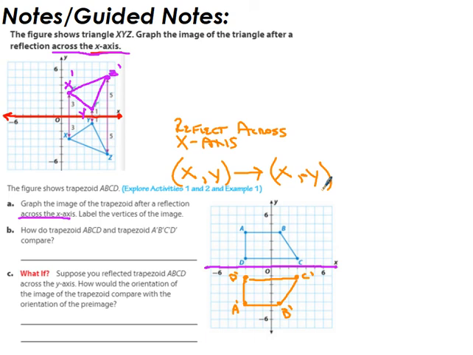So this is how we write that down algebraically. If I were to write down, say, hey, perform this transformation right here, you know that means, oh, cool, all I'm doing is changing the signs of all my y values, my x values stay the same. You should be able to give me all of your new points.